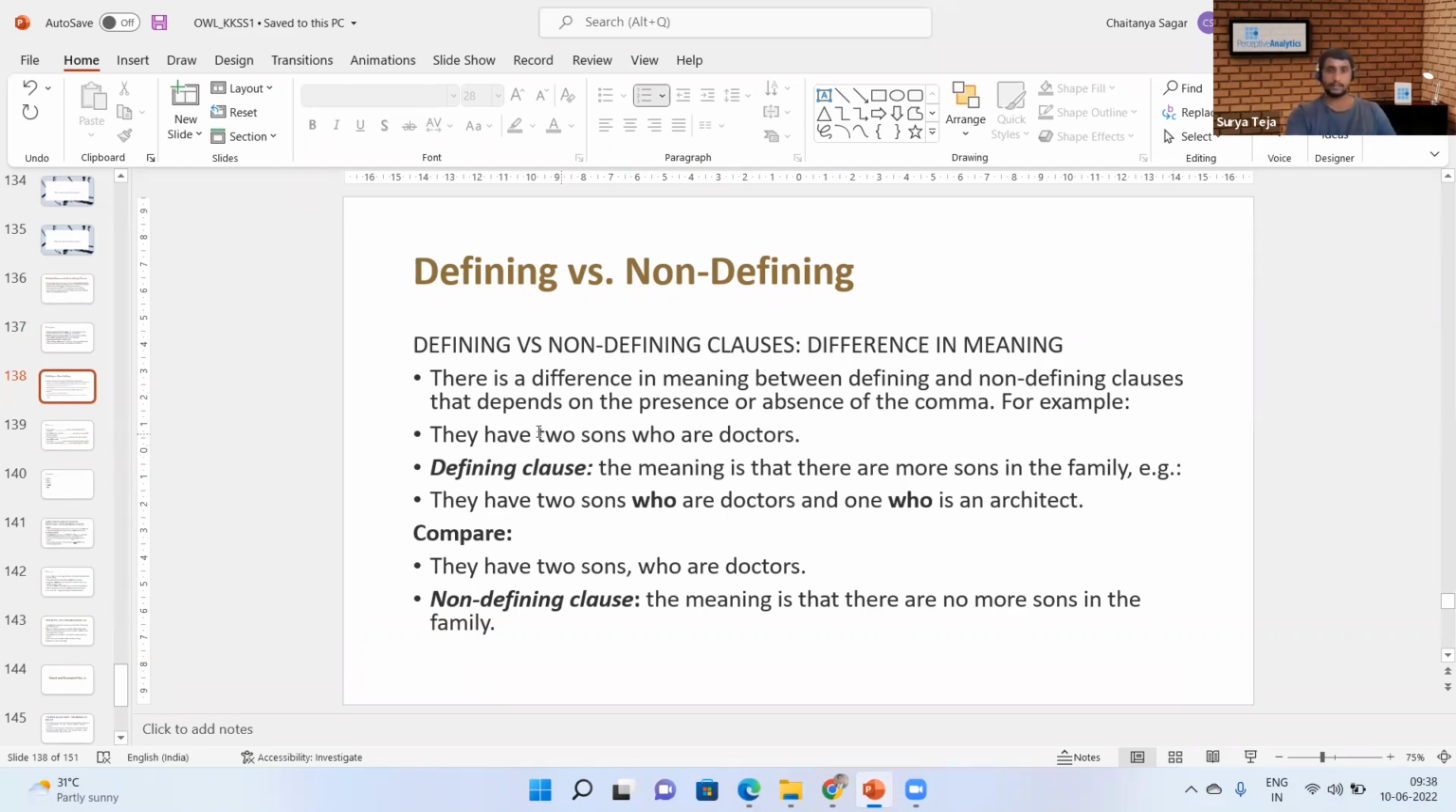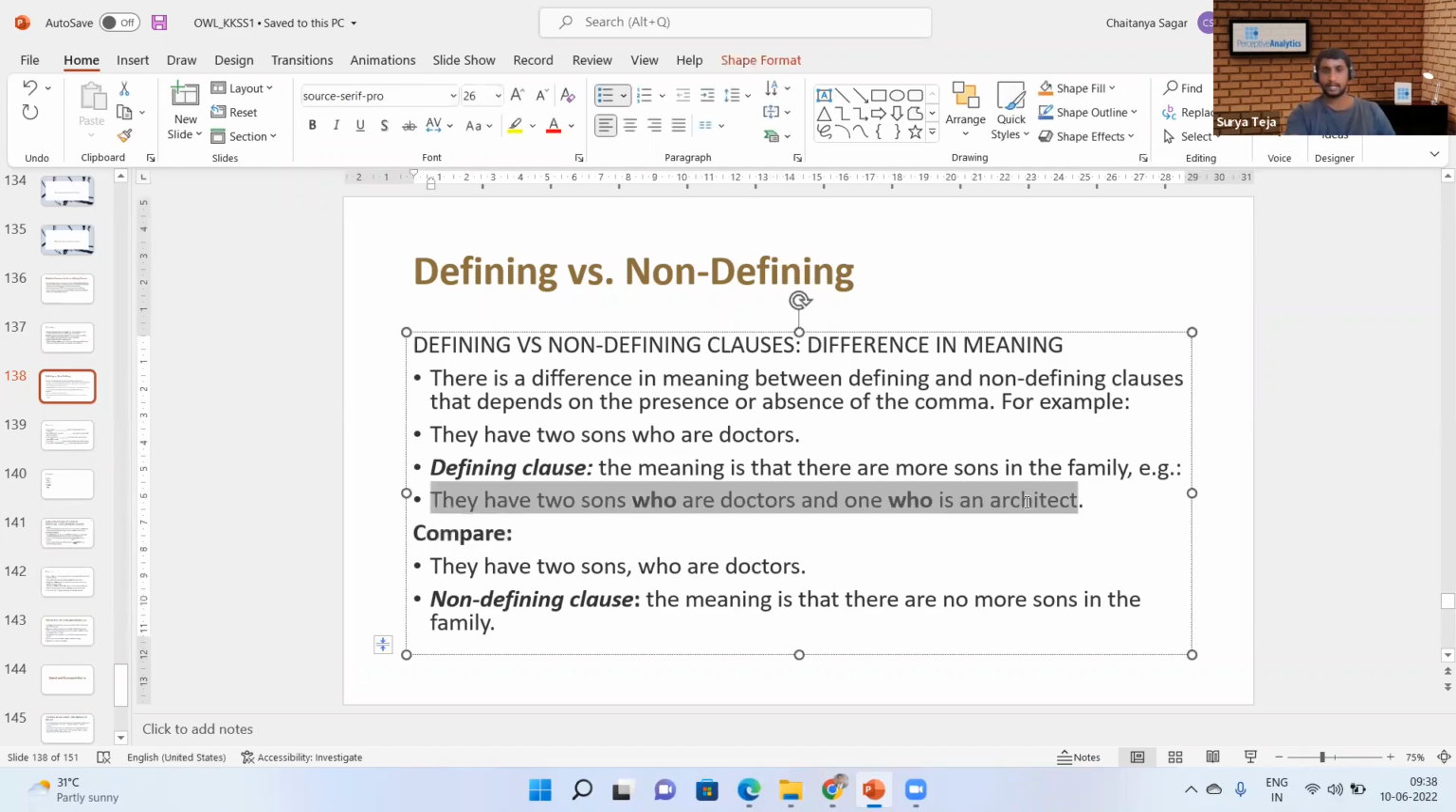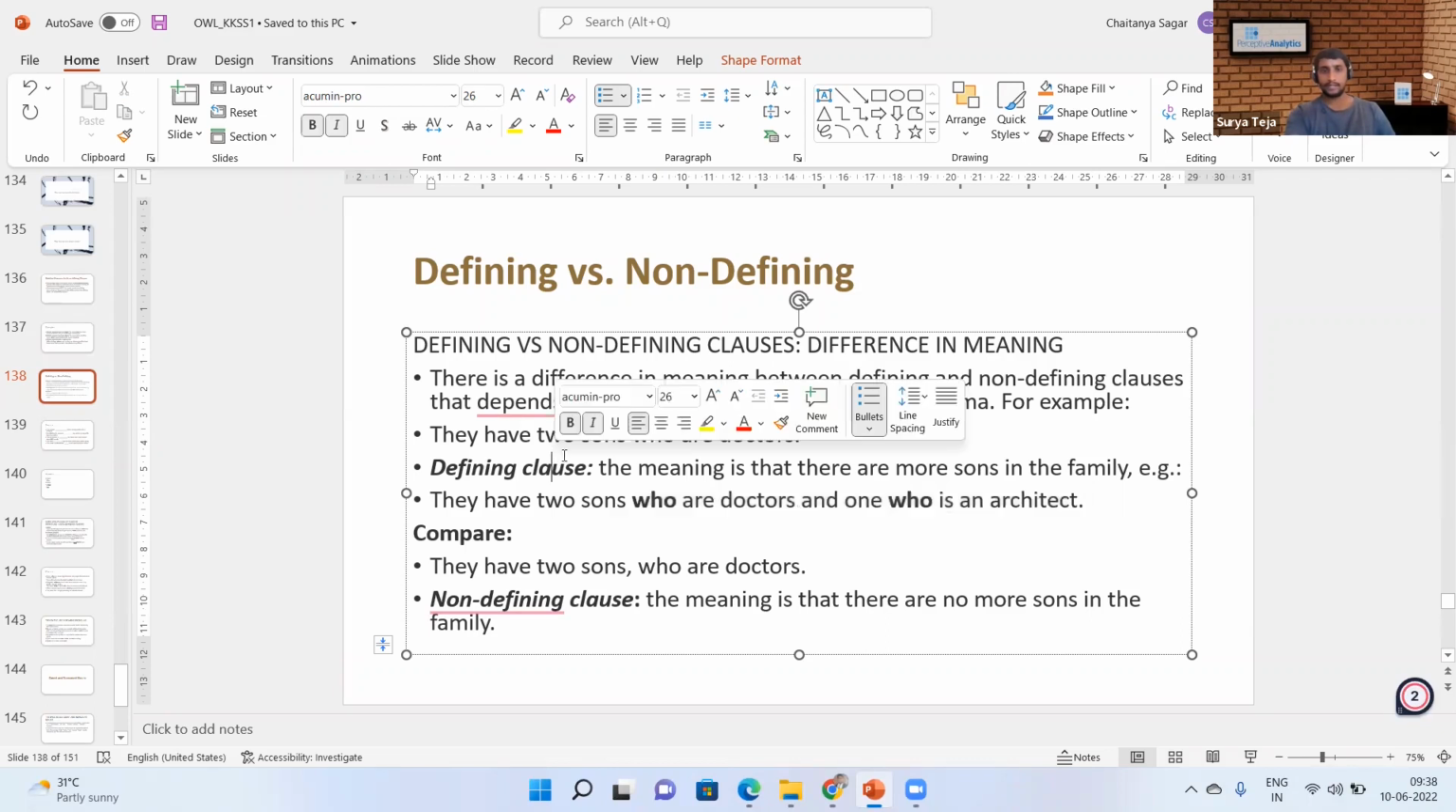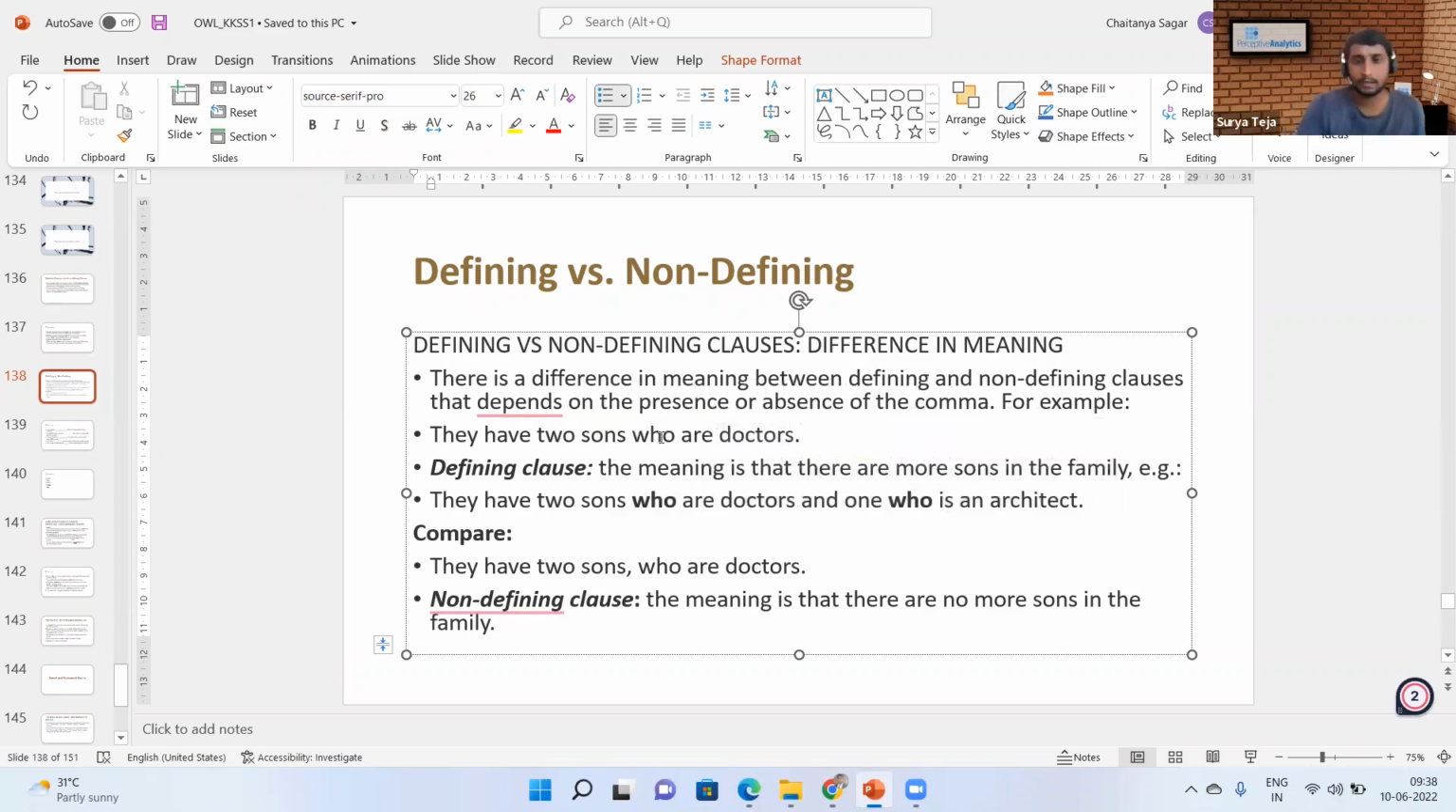If you see, this particular sentence can be written in this way also. They have two sons who are doctors and one who is an architect. So in the above sentence, this thing was not added. Here it was added. So defining clauses, whenever we don't put a comma, when we don't specify the things, in this case, because there was no presence of a comma, it is directly talking. You can simply understand that this is a defining clause, and it even raises that there might be some other information too, which has been presented here.